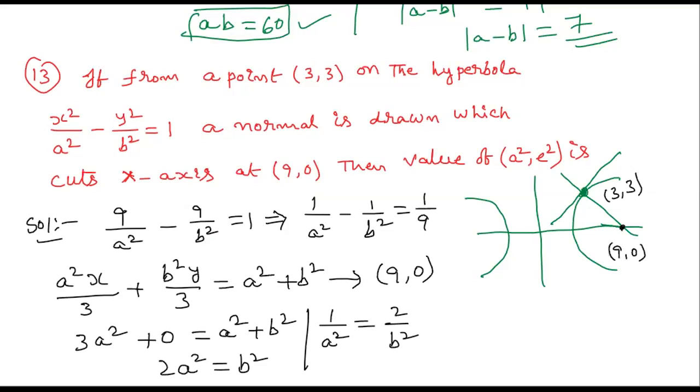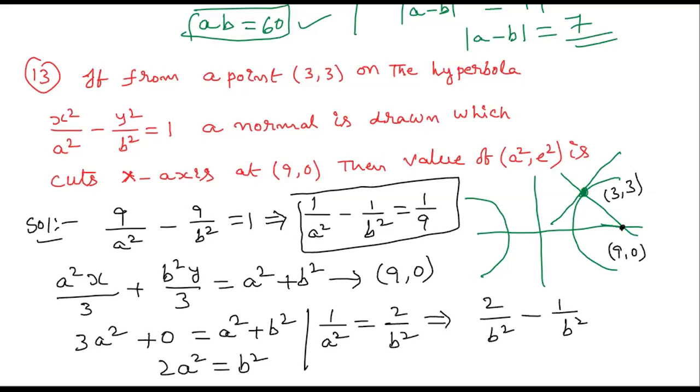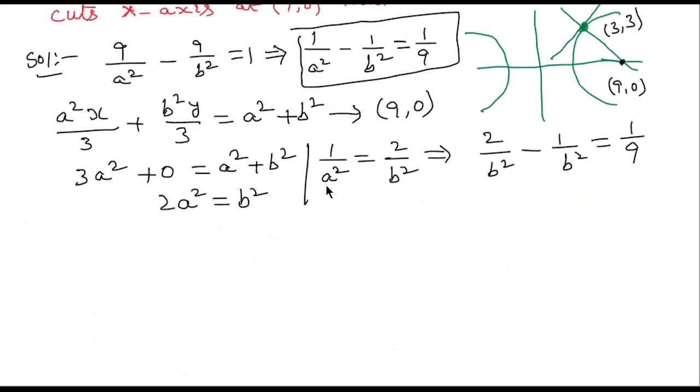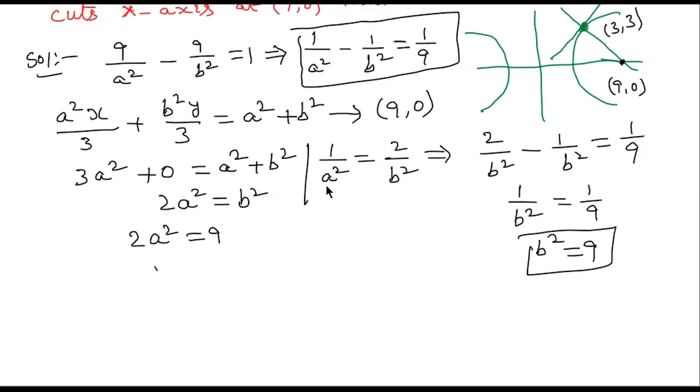Now substitute here, 1 by a square means how much we get? That is 2 by b square minus 1 by b square is equal to 1 by 9. 2 by b square minus 1 by b square means 1 by b square is equal to 1 by 9. Finally, b square value is 9. And substituting here, 2a square is equal to 9. A square value is 9 by 2.